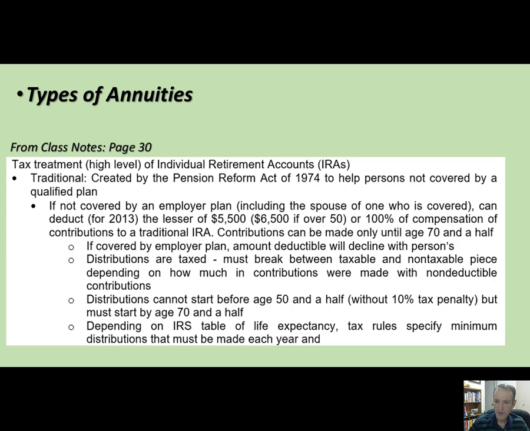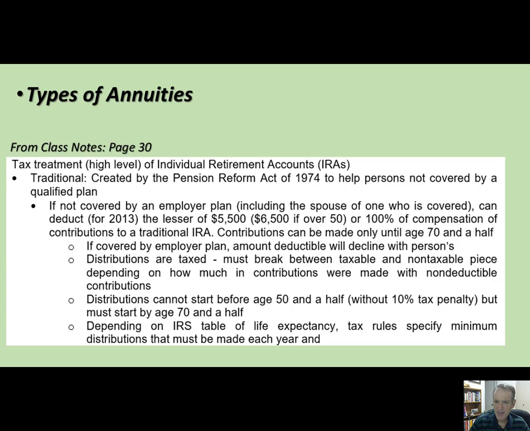Distributions can't start before age 59 and a half, or there's a 10% tax penalty, but they must start at age 70 and a half. So you're not allowed to start taking distributions too early, and you have to start. The IRS did not want people using this to shield income for the rest of their life.